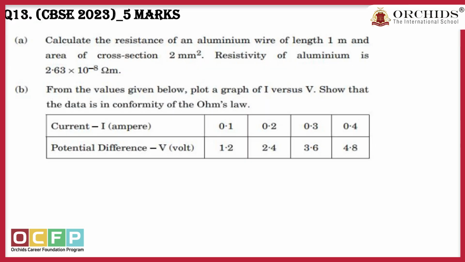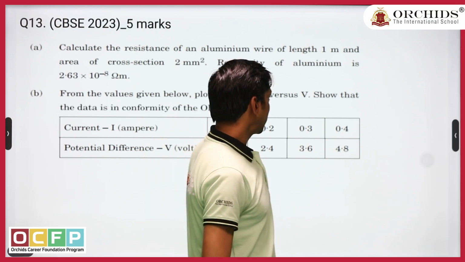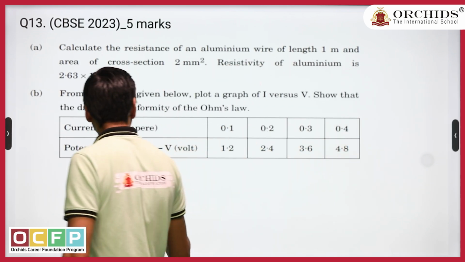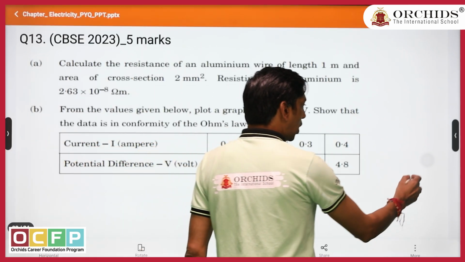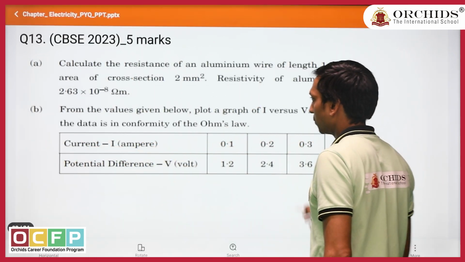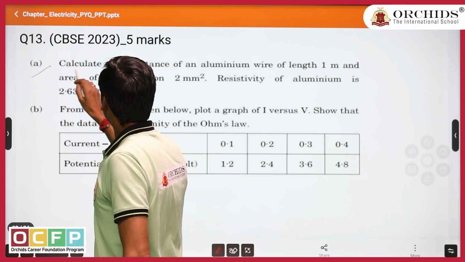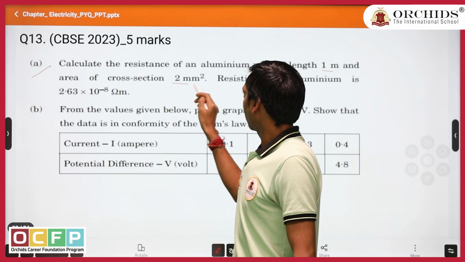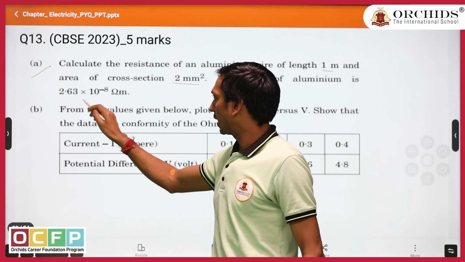Now the next question is a 5-mark question again, based upon the graph. Now the graph is not given, but the table is given, and we have to find out the information using this table. So question number 1: calculate the resistance of the aluminum wire of length 1 meter, cross-sectional area 2 millimeter square, and the resistivity of the wire is this much.